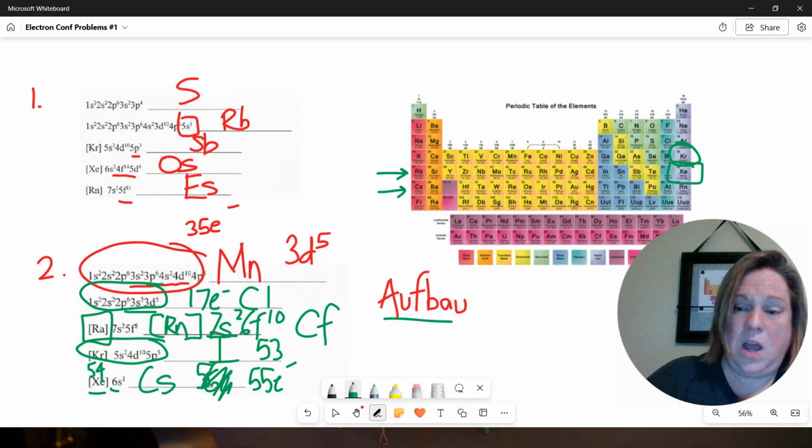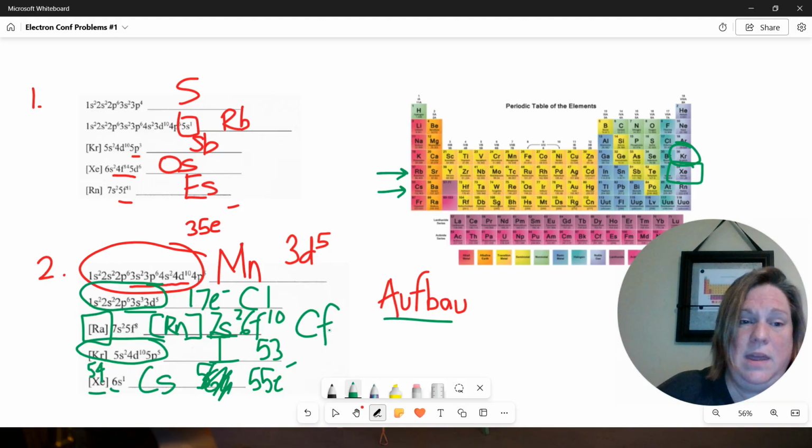I will return to talk about quantum numbers. This is the last thing that we are going to be talking about in this series.